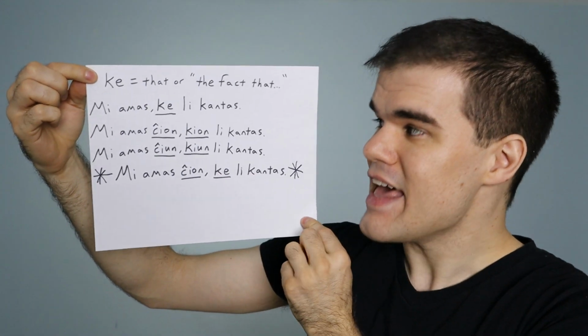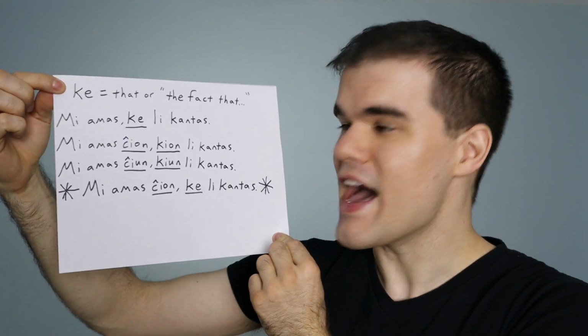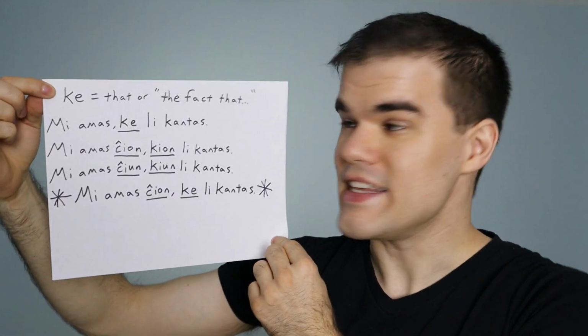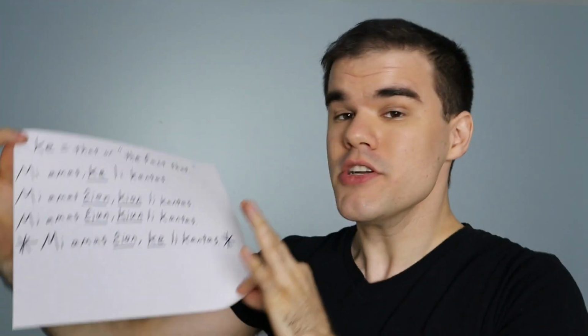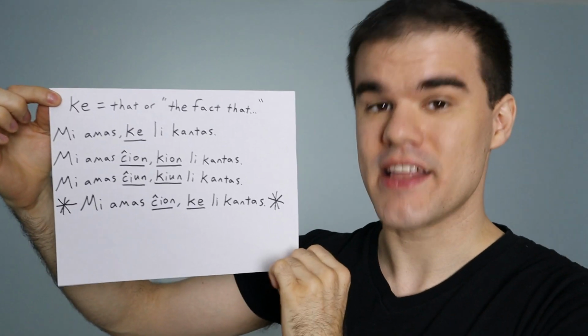Mi amas ke li cantas. I love that he sings, or that he is singing. Okay, makes sense. But the problem is you're often taught that the dictionary will say ke equals that. Go on your merry way. But that leads to problems, and I'm going to show you why. It's better to say the fact that.